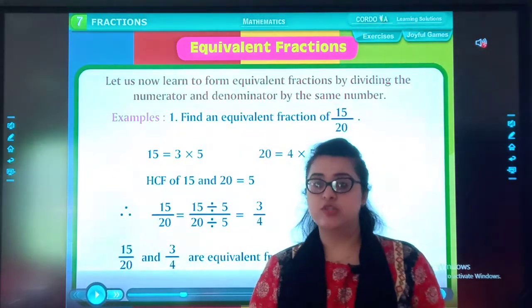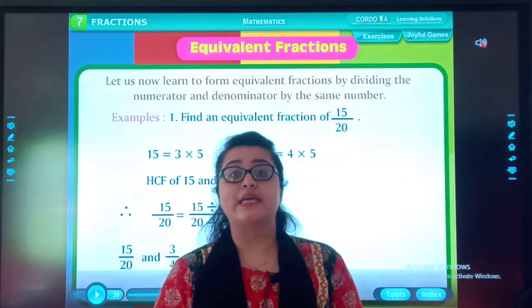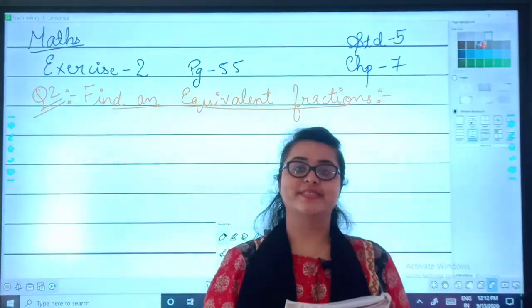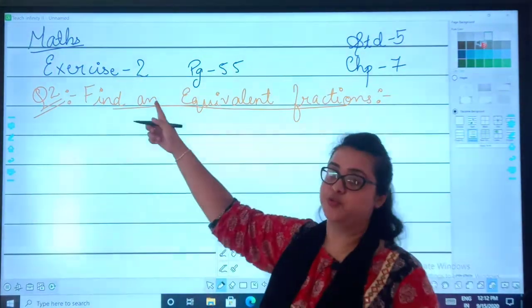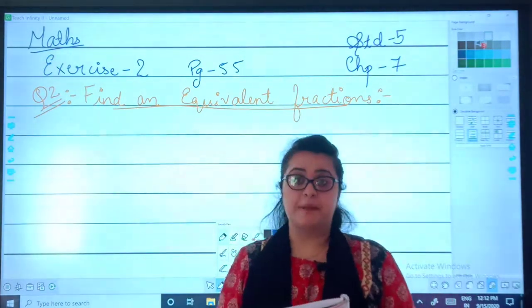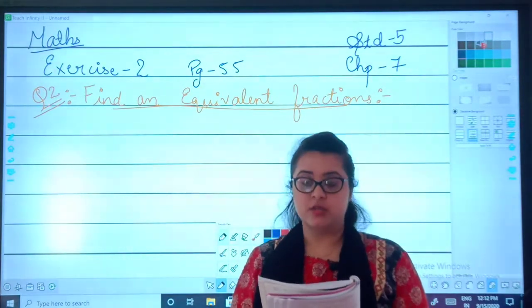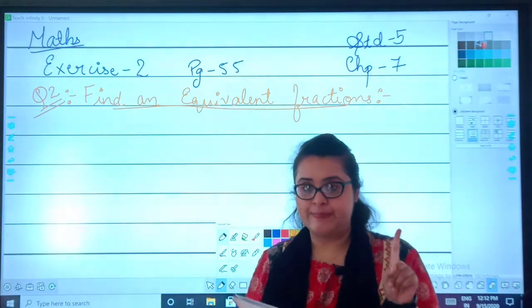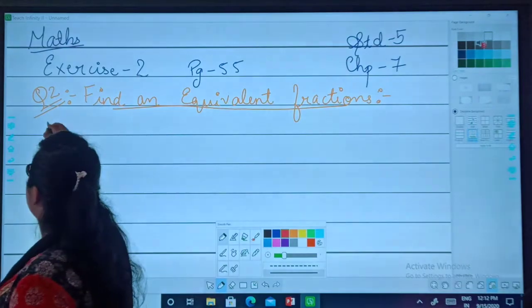Okay, so now students, you want to practice this sum? Okay, we will solve one or two sums related to this topic. So students, we are on exercise 2, page number 55. We will discuss question number 2. Find an equivalent fraction of each of the following. Now let's solve A. Okay. As my students say, I will be solving A.